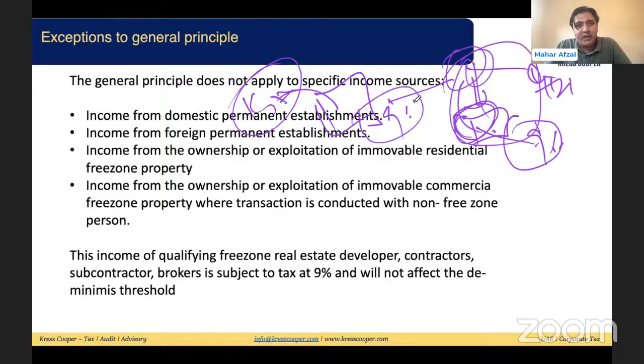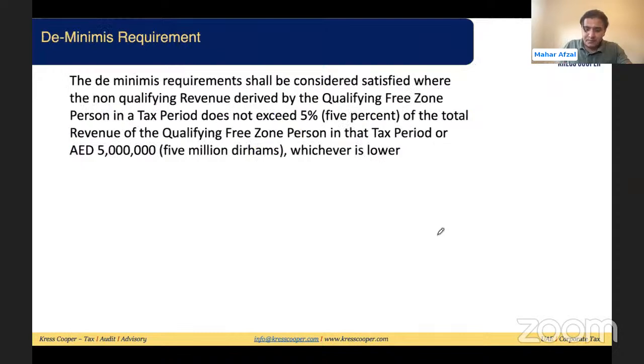And if they have any immovable property outside the free zone, as we just discussed, it is straightforward, subject to tax at 9%. Any residential property within the free zone is straightforward, subject to tax at 9%, except one stream which can be zero rated. Other than this, every income will be subject to tax at 9%. And the important thing is that these four transactions will not have any impact on the de minimis. They will not bust the de minimis threshold. The de minimis threshold is 5% or 5 million, whichever is lower.